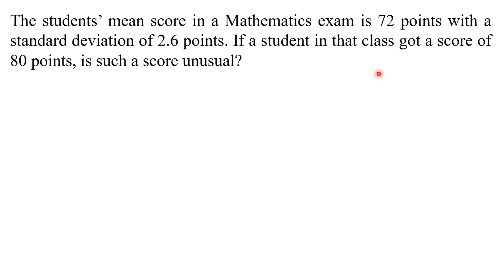Now, another example is like this one. The students' mean score in the mathematics exam is 72 points with a standard deviation of 2.6 points. If a student in that class got a score of 80 points, is such a score unusual? So how are we going to find out whether 80 points is considered a usual or unusual score? We have to use the concept, class, of the usual values.